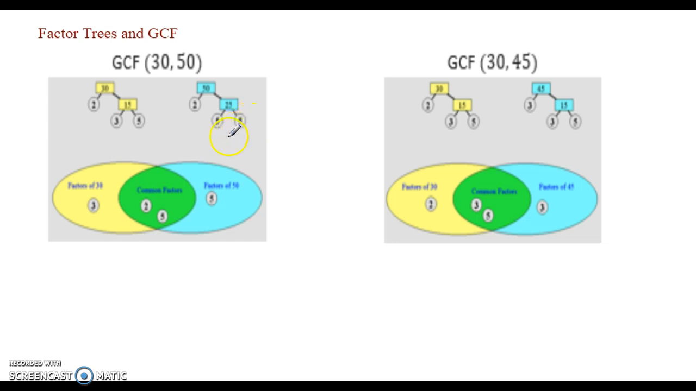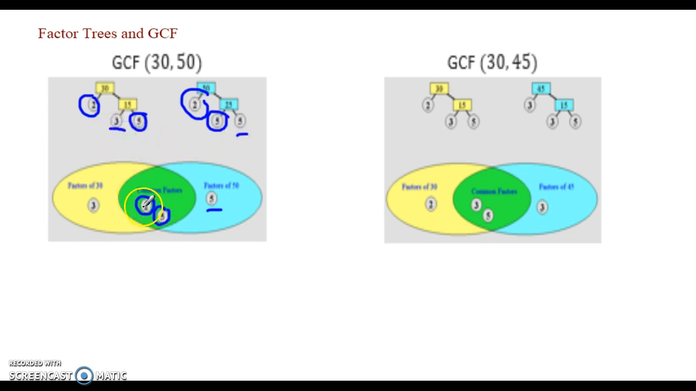So now I need to write out the numbers that they have in common. So they both had a 2 in common. So I'm going to place that here in the middle of my Venn diagram. And they also had a 5 in common. So I'm going to place that also in the middle of my Venn diagram. Now the numbers that they did not have in common was a 5 over here, since I used this 5 for my center, and then this 3.